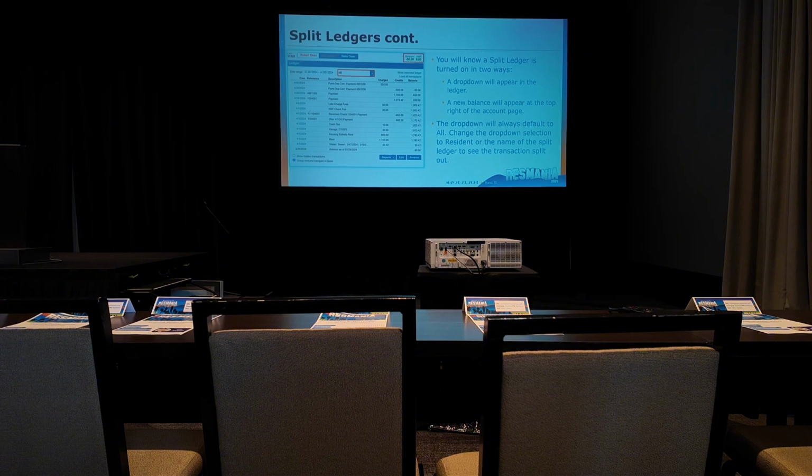All right. Split ledgers continued. It's very important. When you have a split ledger, you'll know because at the top of your ledger, suddenly you'll have choices that you didn't have before. It does default to all. So when I arrive here, I'm able to see a balance and a HAP. That is the example of what I put in my database. It stands for housing assistance payment. Again, your initials may vary based on your region or program.